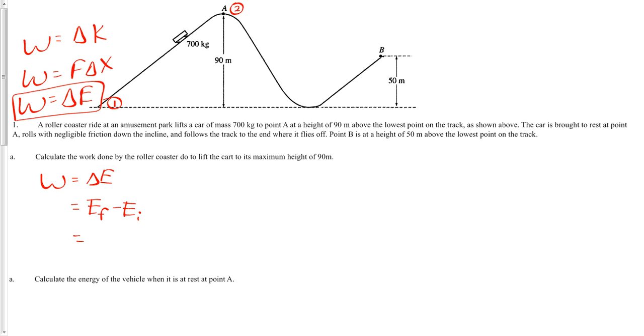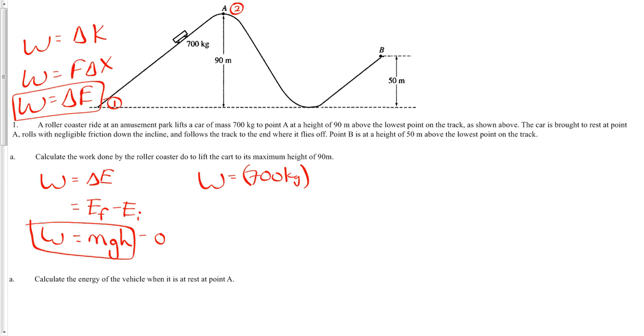Final energy, like we said, is potential, mgh. You can plug in mgh at this point. And the initial energy, like you mentioned, is 0 because we're on the ground. So really all we're doing is saying that the work is equal to that potential energy at the top. So the mass, 700 kilograms, times gravity, which we'll estimate as 10, times the height of the roller coaster, 90 meters. 90 times 10 is 900, times 7 is 63, with 4 zeros.